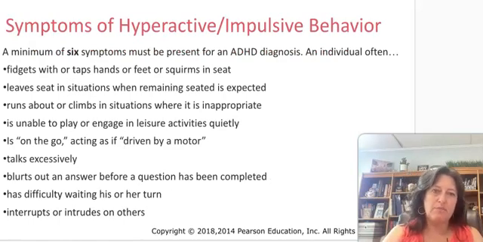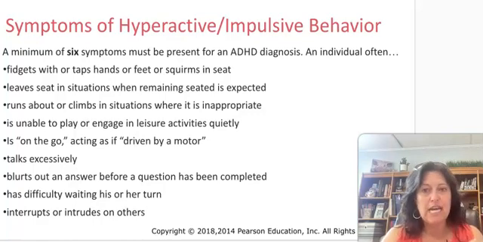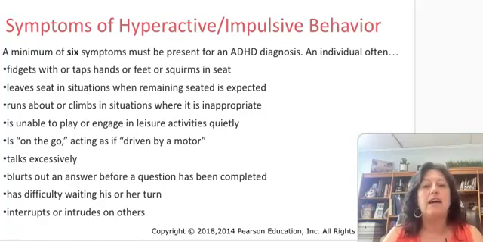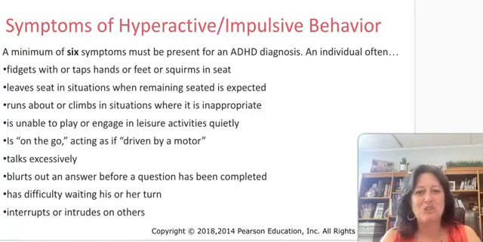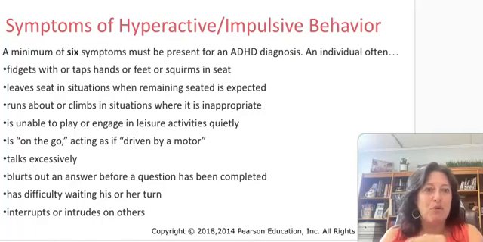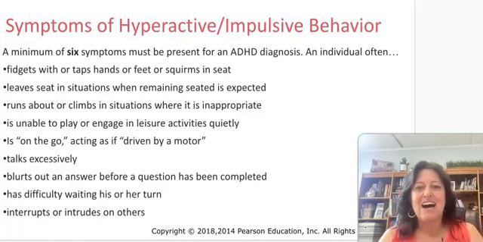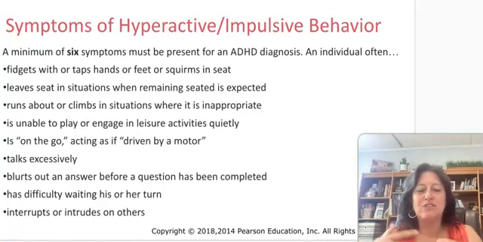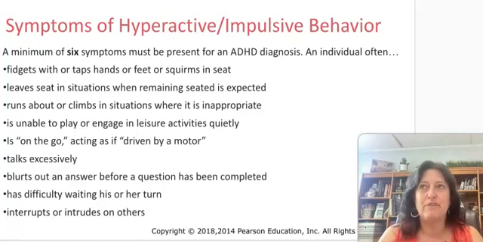Now, there's also the hyperactive, impulsive behavior side. And to have this one, you have to have 6 within these categories. To have the combined, you'd need a total of 12. So for this one, when we're looking at hyperactive or impulsive behaviors, these are the students that fidget or tap their hands or squirm in their seat. They'll leave the seat when they're not supposed to be leaving the seat. They'll run around and climb all over the place when it's inappropriate. They don't play in quiet activities very well. They're considered to be on the go, all acting as if driven by a motor.